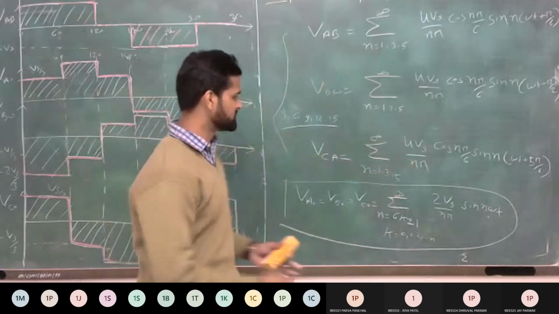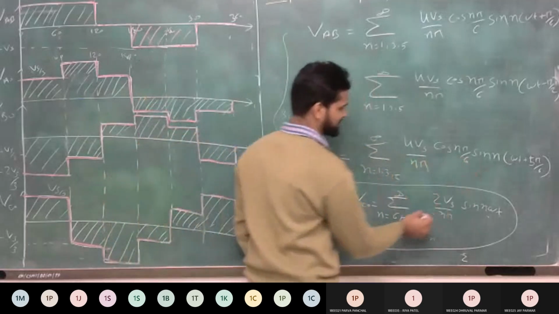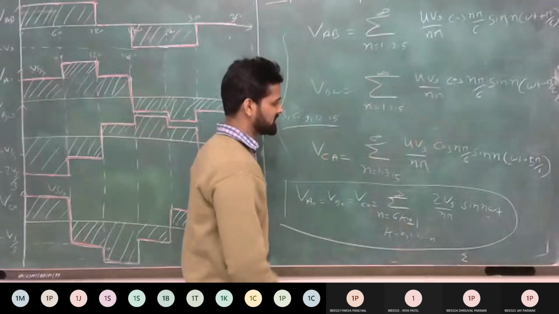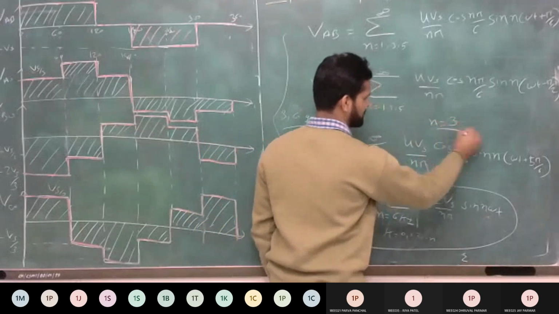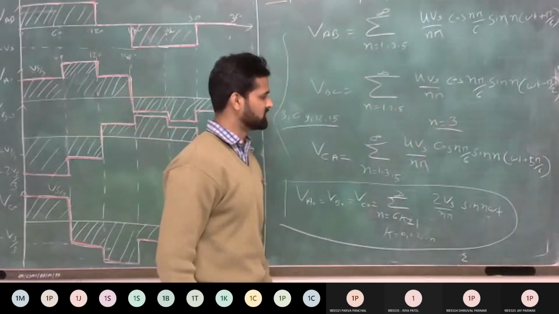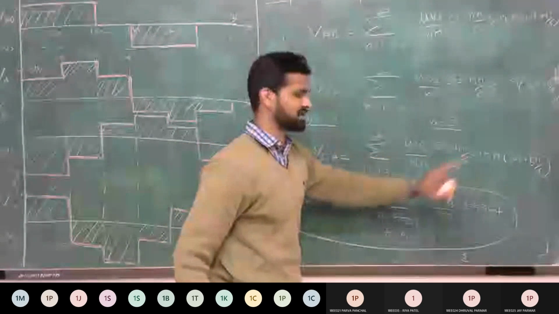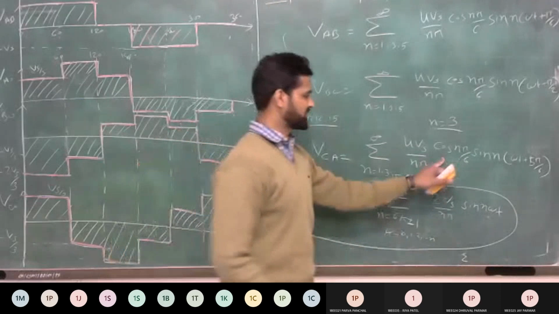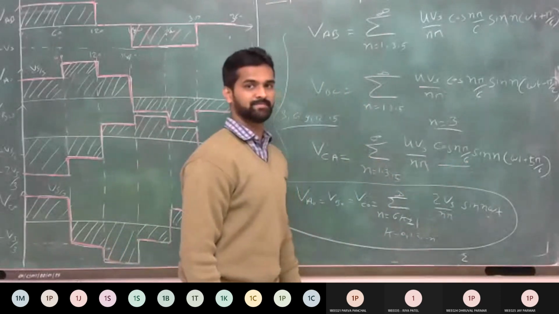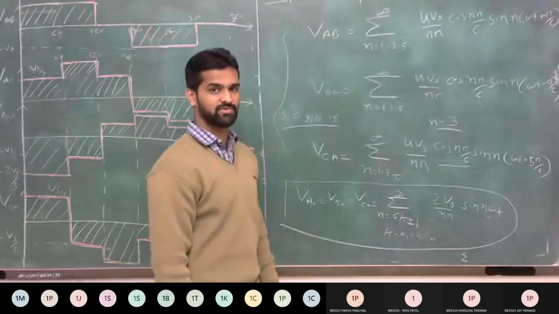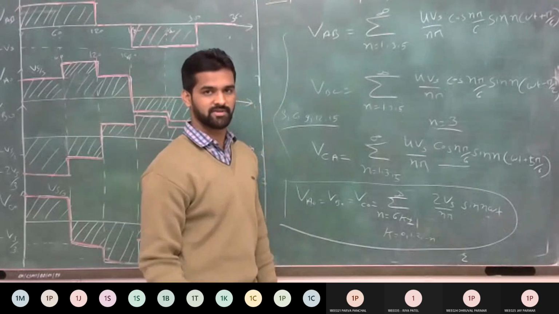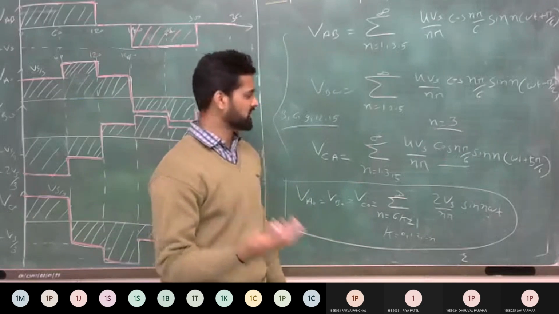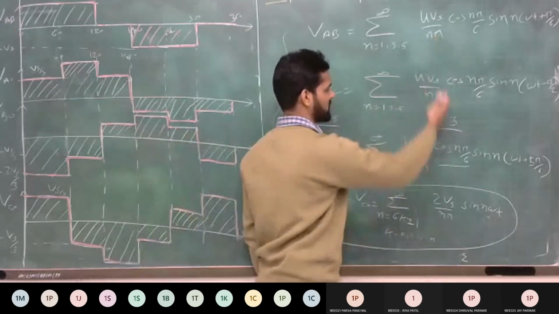Let's check for the line voltage. Here it is cos n pi by 6. That term is common in all these line voltages, VAB, VBC and VCA. So suppose you put n equal to 3, the third order harmonic. That becomes cos 3 pi by 6. What is cos 3 pi by 6? It is cos pi by 2, yes or no? And cos pi by 2 is 0. It means the third order harmonic is 0 in all the line voltages.